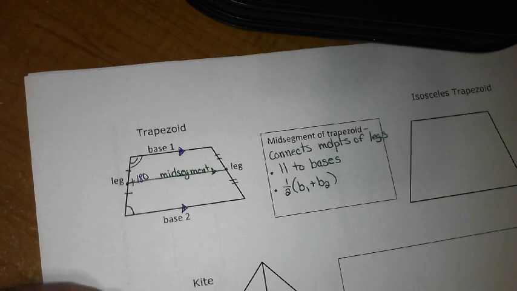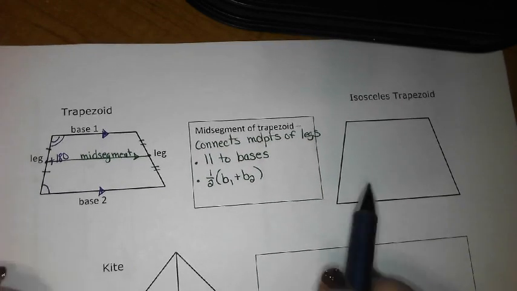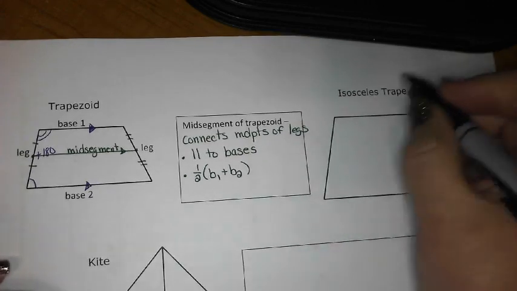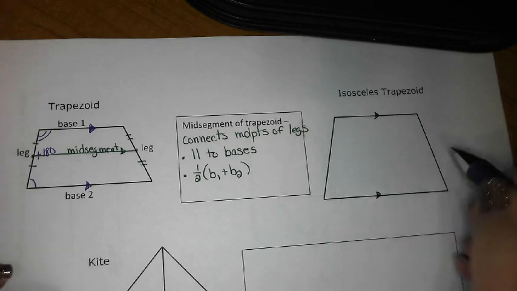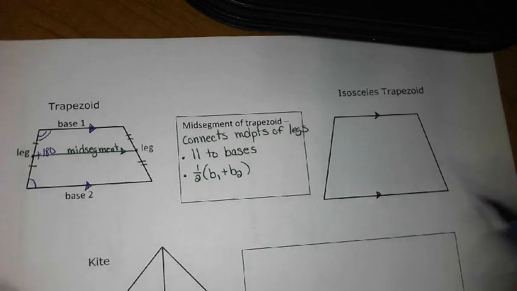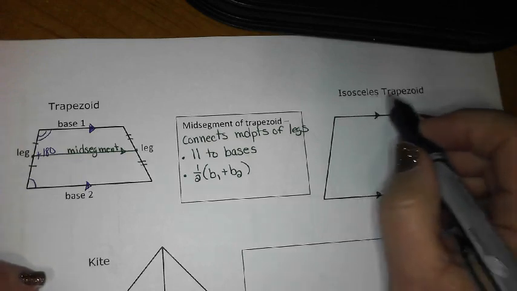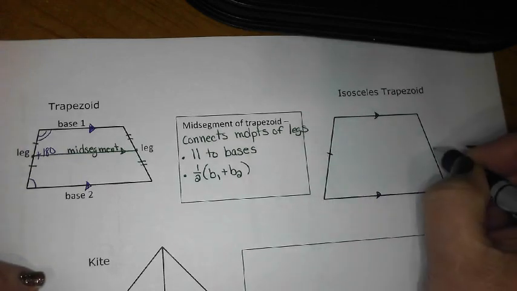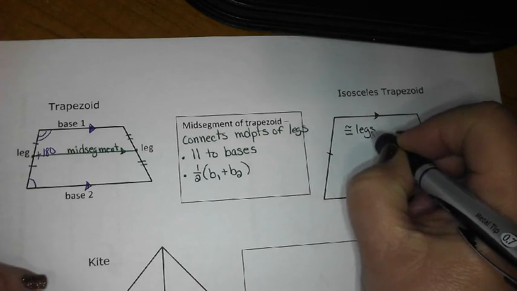There is a special type of trapezoid called an isosceles trapezoid that has some special characteristics. And of course, the two bases are parallel. That's the definition of a trapezoid. The other thing that's important about an isosceles trapezoid is that the legs are congruent.